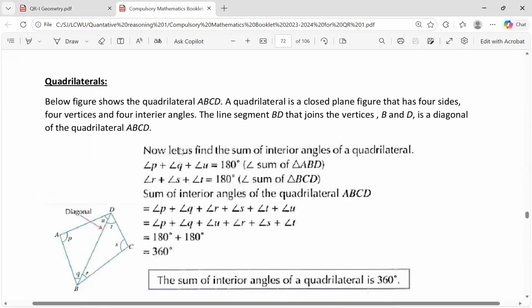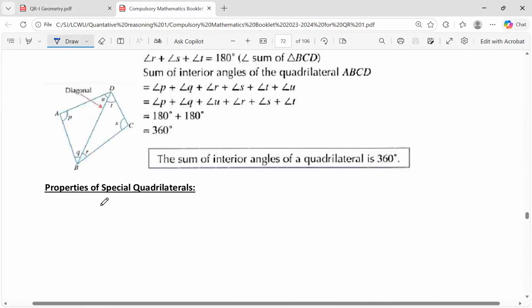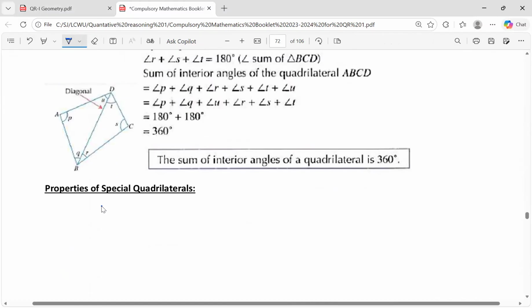Now, next topic in geometry is quadrilaterals. That makes exercise 4 of geometry. A quadrilateral is any four-sided closed figure. A quadrilateral is a closed planar figure that has four sides. So you can simply say that it is a four-sided closed figure. The sum of the interior angles of any quadrilateral is equal to 360 degrees.